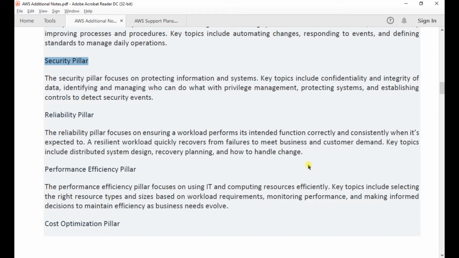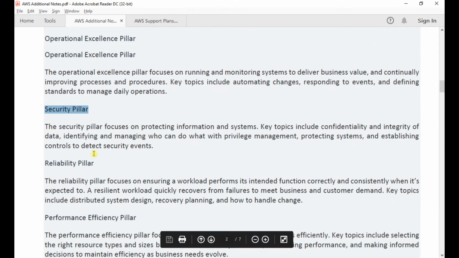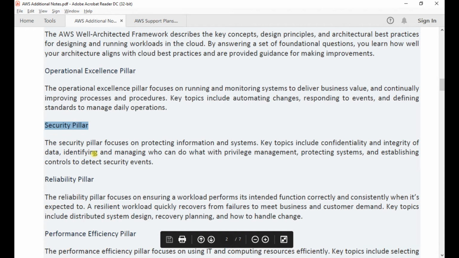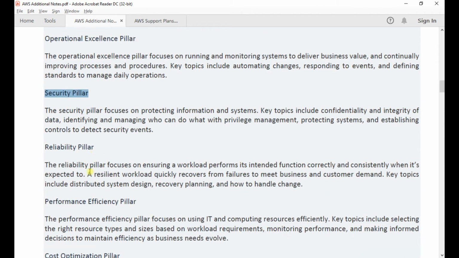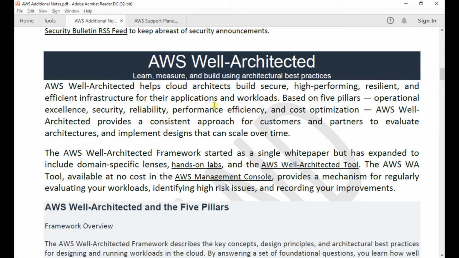So, this is the cost optimization pillar. The next one is operational excellence, then the reliability pillar, performance efficiency pillar, and security pillar. All these five pillars are considered as well architected. Please go through this topic, very, very important, especially when you are creating a use case.